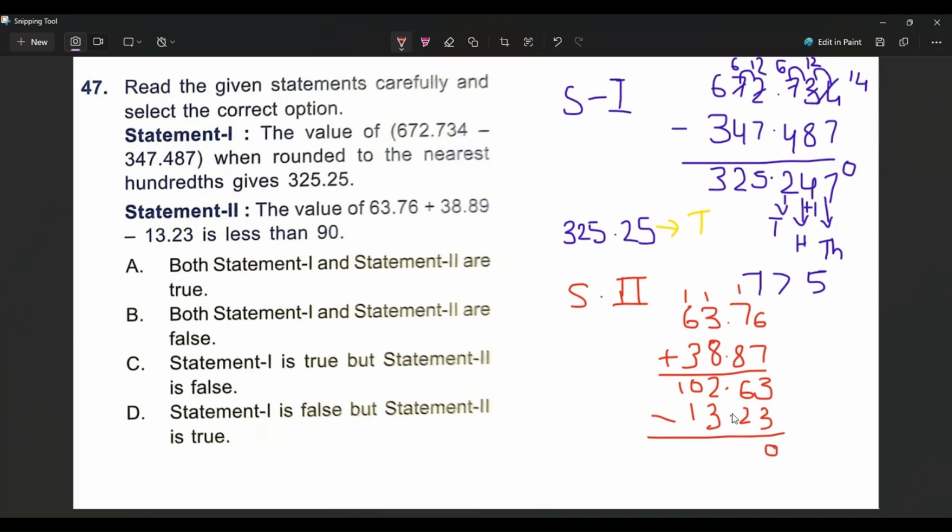3 minus 3 is 0. 6 minus 2 is 4. Put a decimal. 2 minus 3 will not go. So it becomes 12. 12 minus 3 is 9. The 1 when borrowed here makes it 9. 9 minus 1 is 8. So we got the answer as 89.40. So anyhow, this is less than 90. So statement 2 became true. Statement 1 is true and statement 2 is also true. Option A, both statement 1 and statement 2 are true. Yes, this is our answer. Option A is the right option, children.